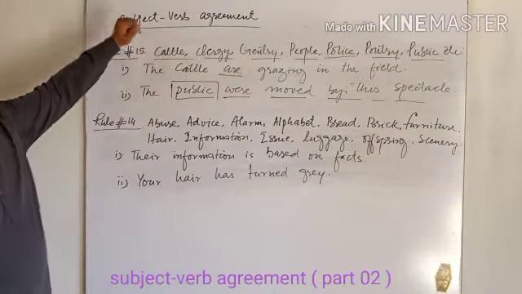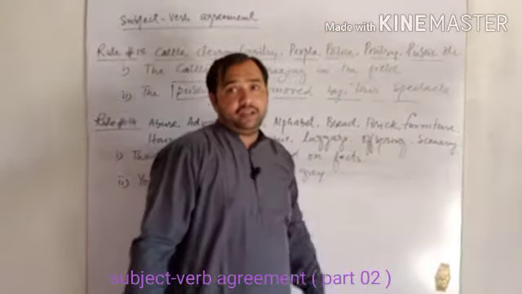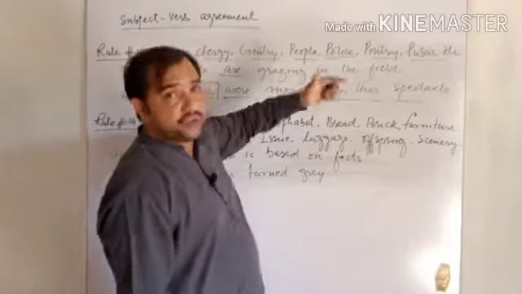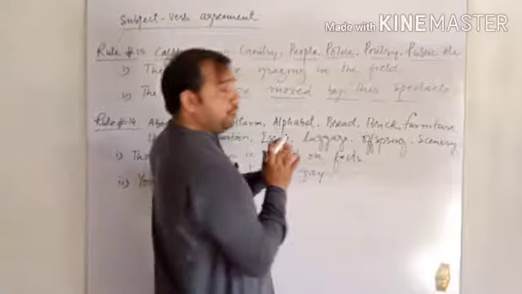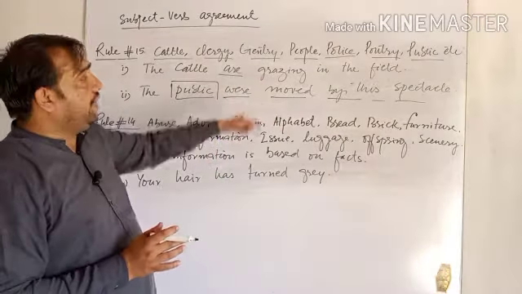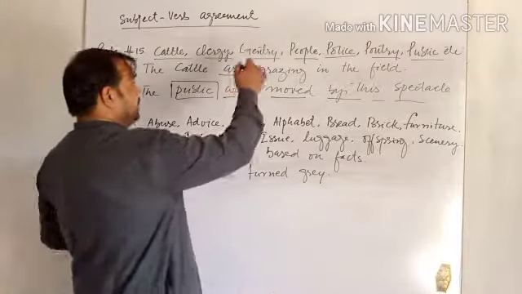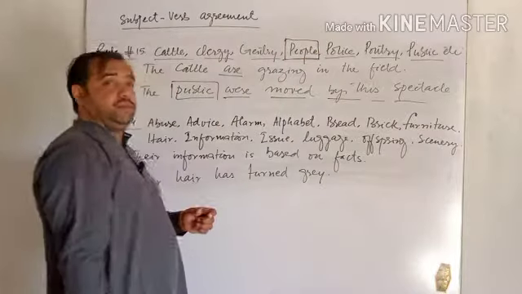So such words like cattle, clergy, gentry, people, police, poultry, public. Police are coming. Police are coming. We should not say that a police is coming, but here we should say policeman is coming. But when we say police, we have to add what? A plural form.